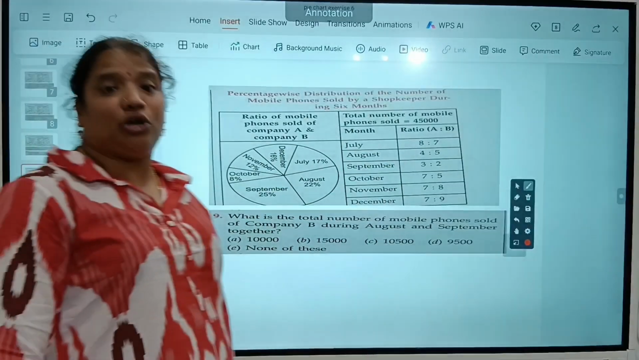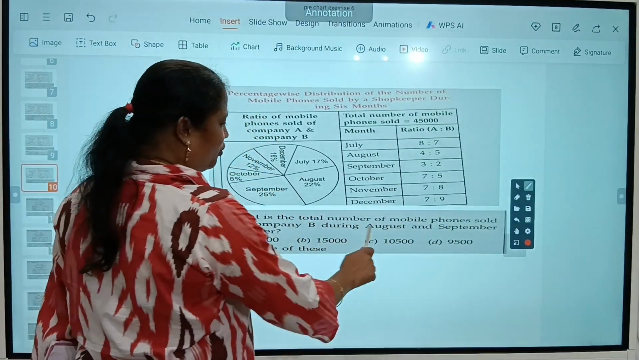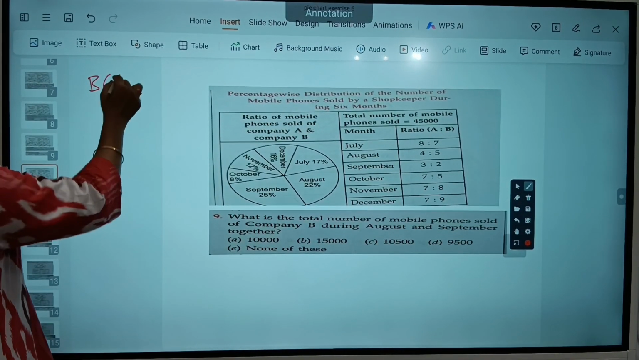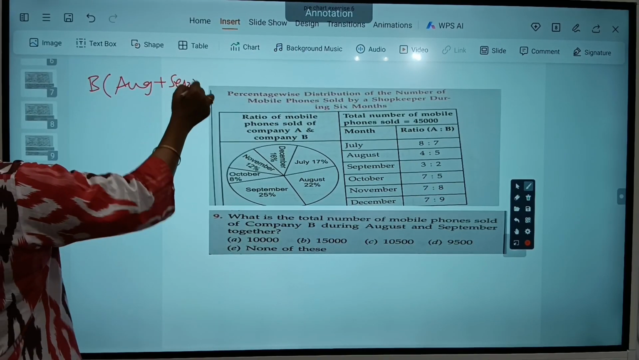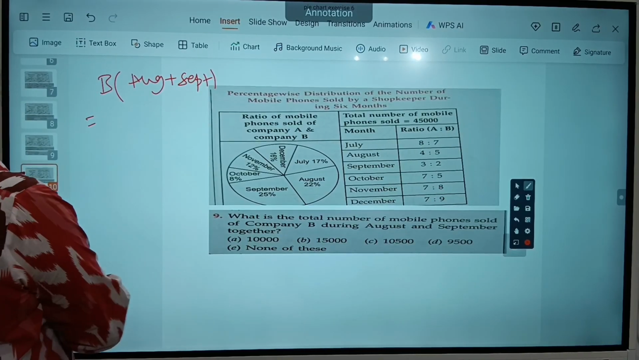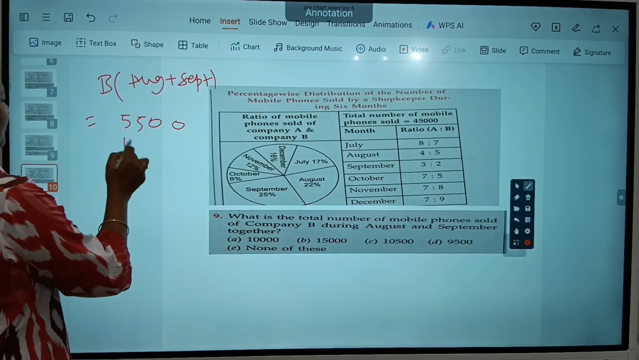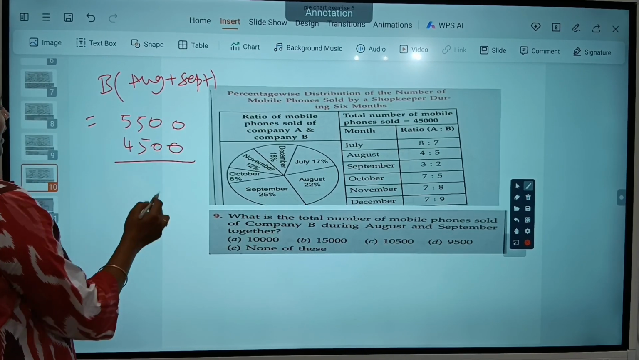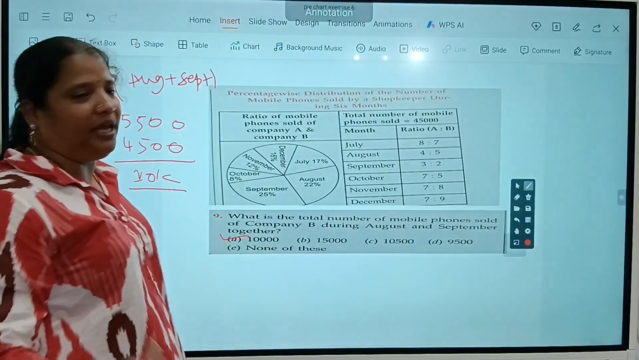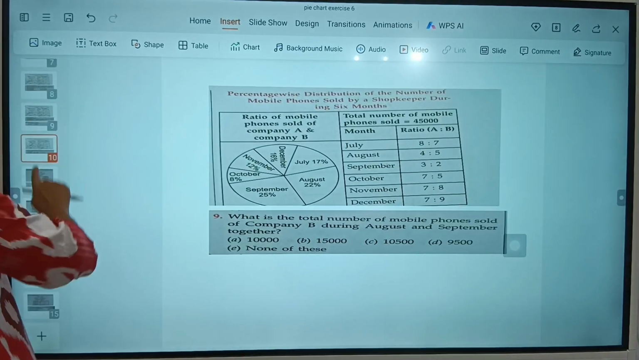Okay. The last question of this graph is: what is the total number of mobile phones sold by company B during August and September together. So for company B, August plus September we have to do. From the table we will get the value that we have to calculate here. In August, what is the value we got? 5,500. In September, we got from the table 4,500. So total it is 10,000 mobiles sold of type B in August and September together. Now we will move to the last graph of this session.